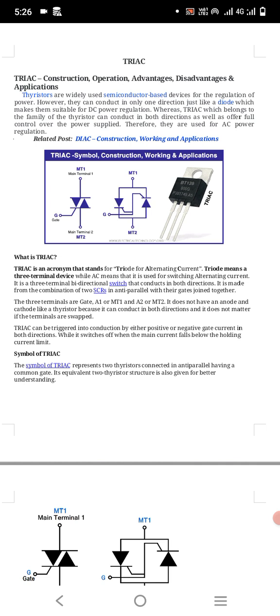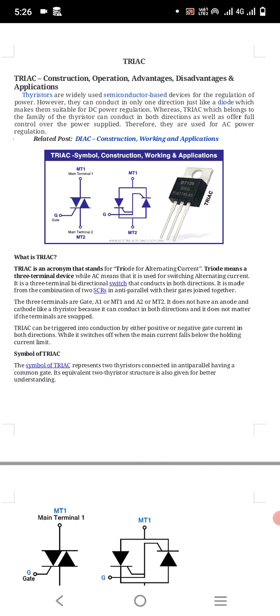It is made from the combination of two SCRs in anti-parallel with their gates joined together. Already we know SCR. SCR means silicon controlled rectifier. The three terminals are gate, MT1 and MT2. It does not have an anode and cathode like a thyristor because it can conduct in both directions, and it does not matter if the terminals are swapped.